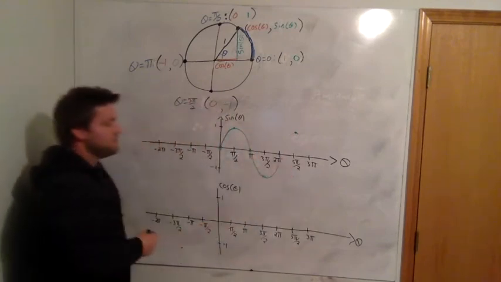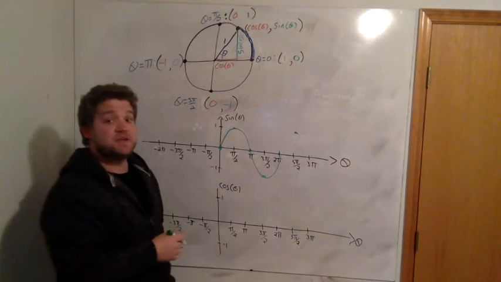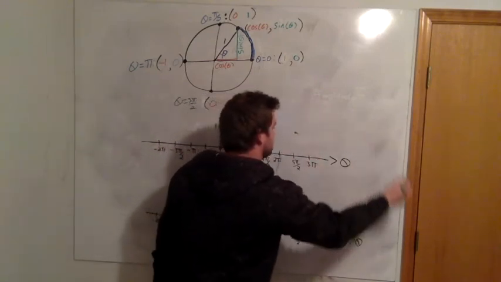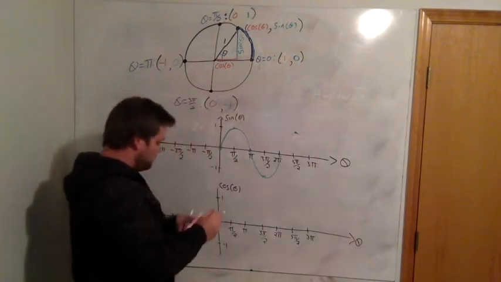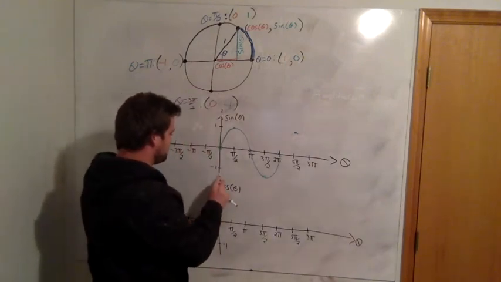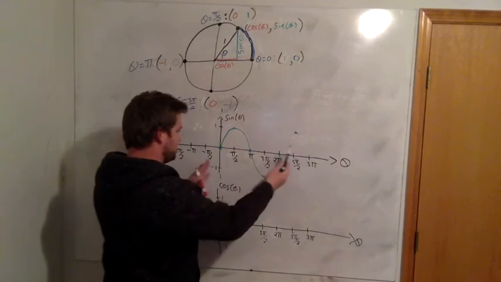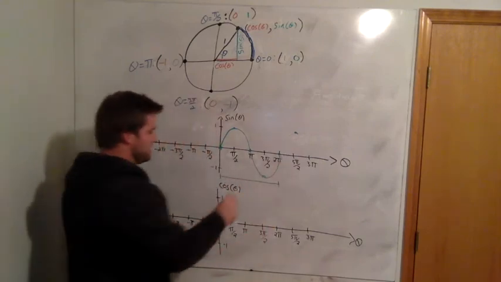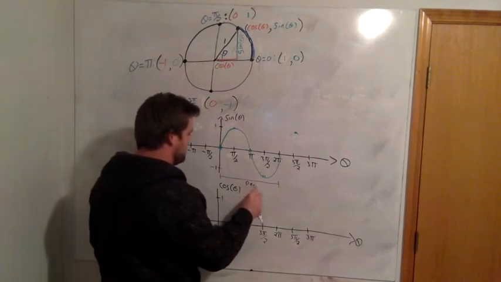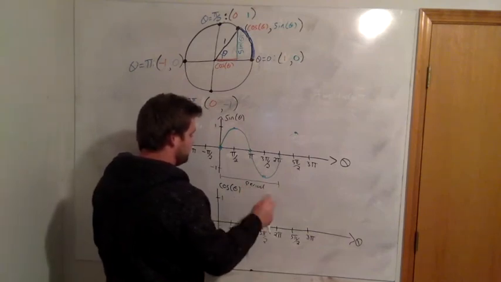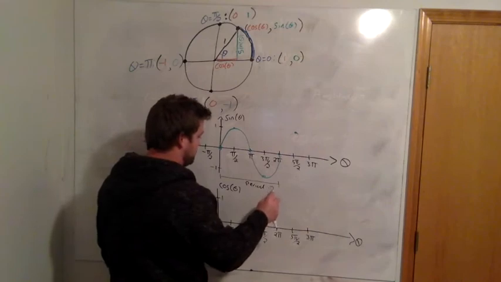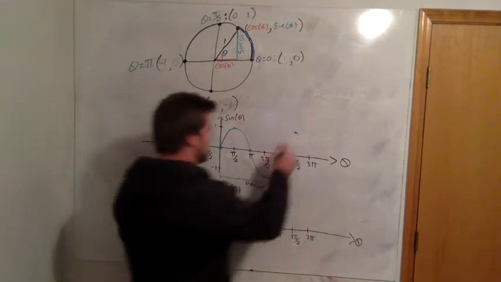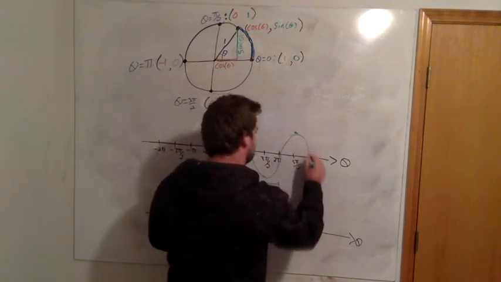Now if I stop here, the graph is going to start repeating itself. It's going to go back up, come back down, and continue this wave. The smallest distance on the x-axis where my graph repeats is what we call the period. And the period, we'll find for sine and cosine, will be 2 pi. So if I continue this graph, just like this.